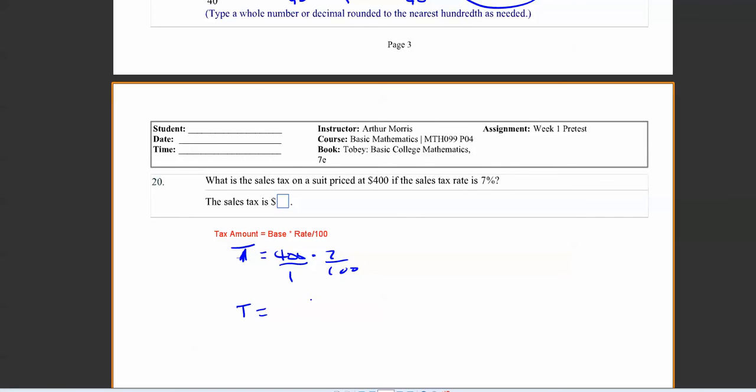So some of you may multiply before you simplify, and that's fine. So 400 times 7 is 2800. 1 times 100 is 100. And I see here that both of these end in double zero. That means that I could divide both of these by 100 to simplify them. Now I have 28 over 1, or simply $28.